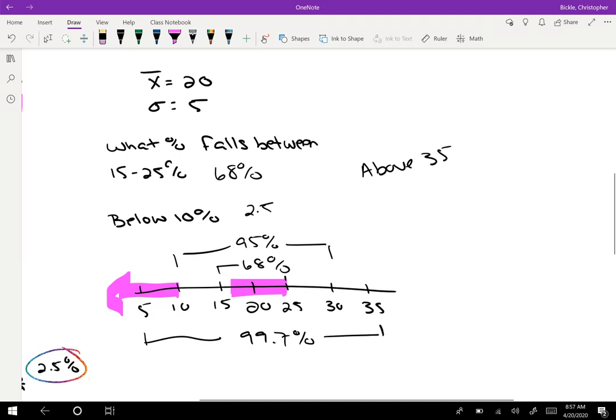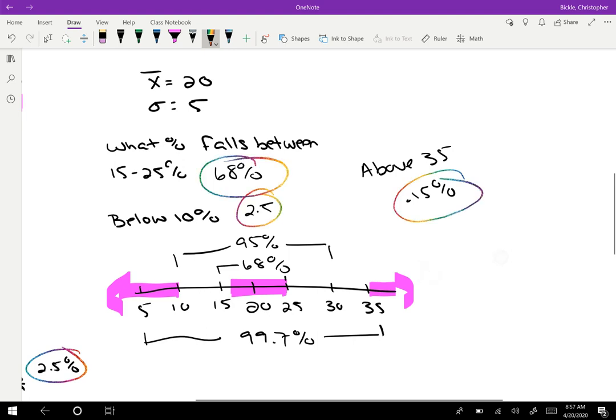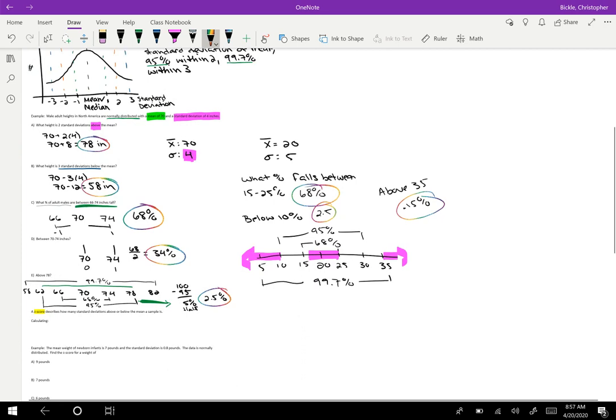If I said, hey, above 35, 35 is over here. I know 99.7% of my data falls in there. So if I want a value over there, that's only half of the 0.3, so that would be 0.15%. A very small portion of the population would be above 35. So when they ask you to do those problems, that's where you're at, okay?